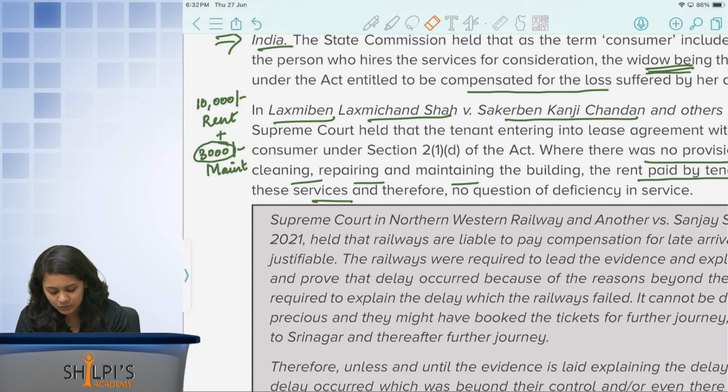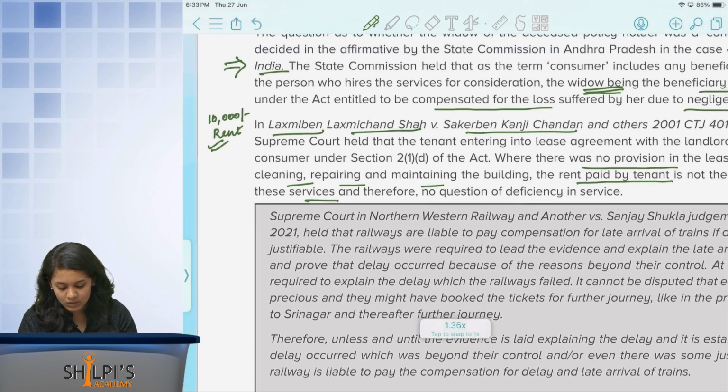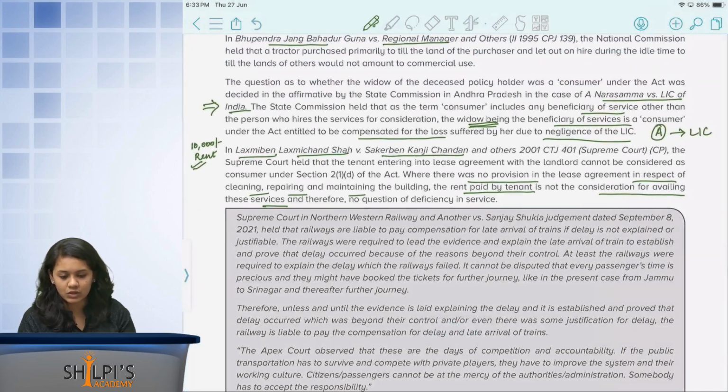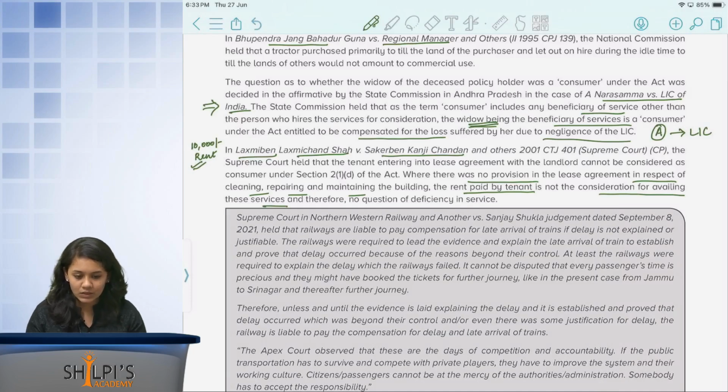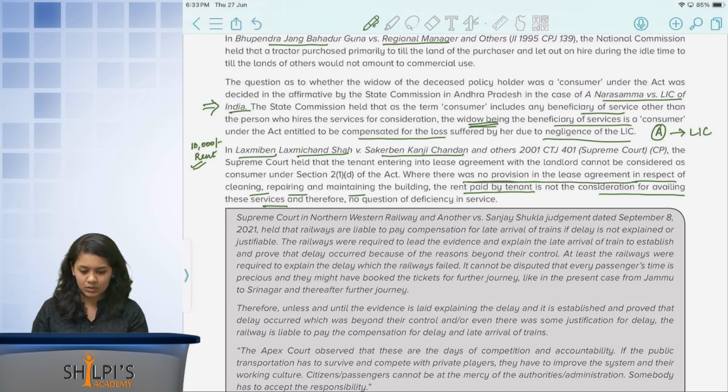But what happens if that person does not end up giving this consideration and only the rent is paid? Then obviously this rent does not mean that the landlord has to clean, repair or maintain any part of the building, and therefore the court said there is no question of deficiency in service. So this was a slightly different way in which the court looked at it. Please try to understand, you must remember, it's saying that where there is no provision in the lease agreement. If the lease agreement clearly stated that 10,000 rupees includes all of these things, then the landlord is definitely liable for providing these services.